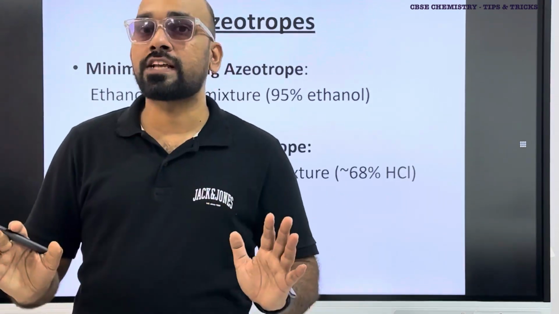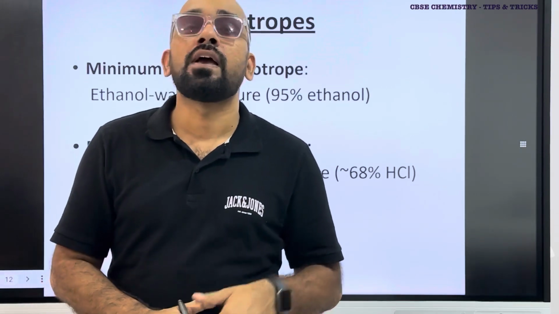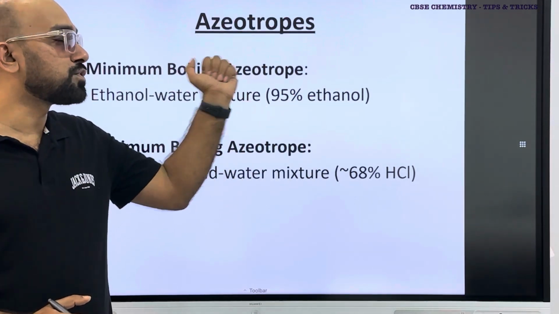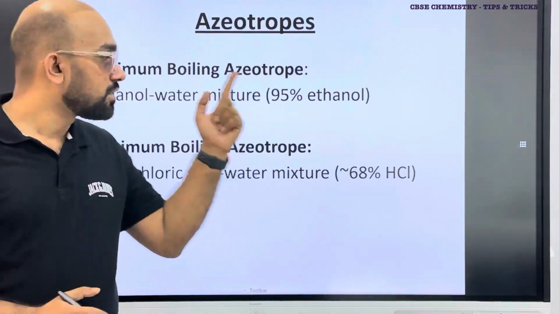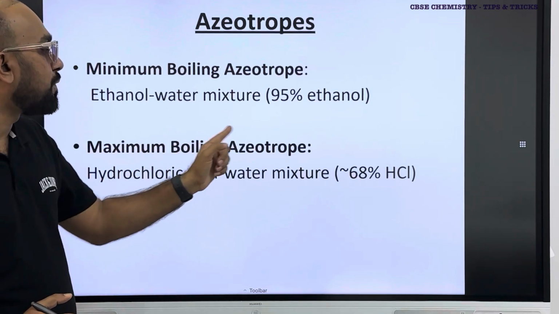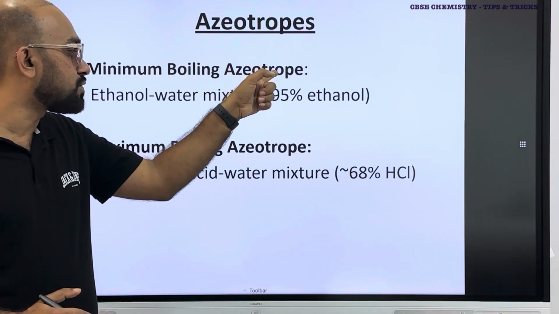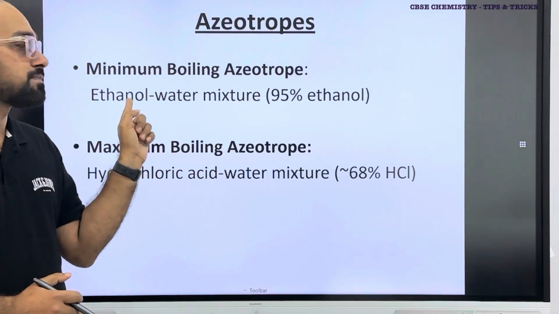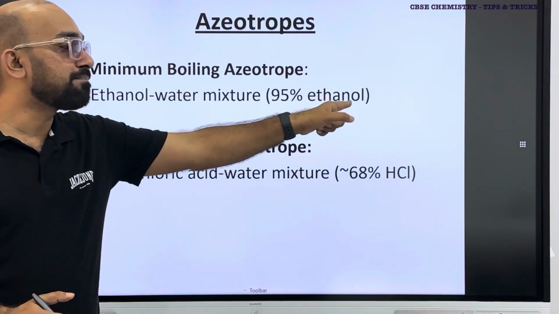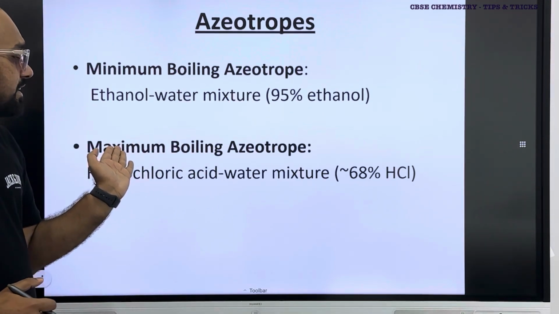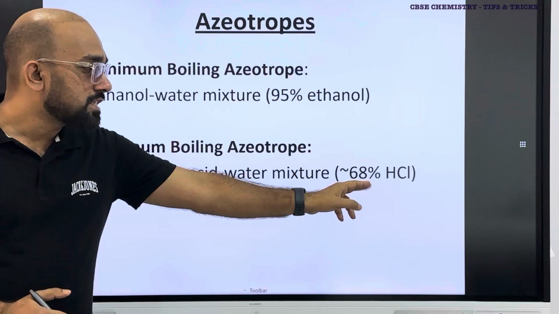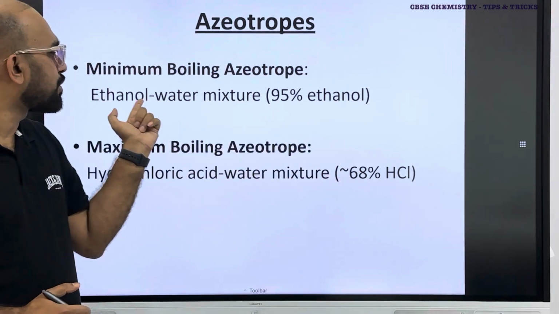If you check any board exam, you can see some questions regarding azeotrope, and in your textbook there are 2 examples for azeotrope. Azeotropes are classified into 2. First one is minimum boiling azeotrope, and second one is maximum boiling azeotrope. Regarding minimum boiling azeotrope, the example mentioned in the textbook is an ethanol and water mixture, with composition 95% ethanol. And the second, maximum boiling azeotrope, is hydrochloric acid and water mixture, 68% HCl.